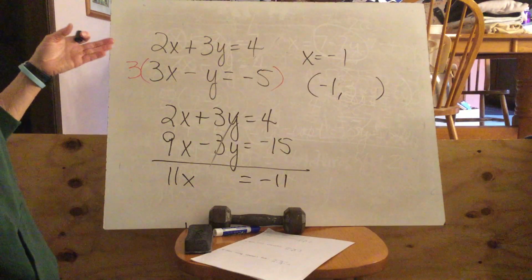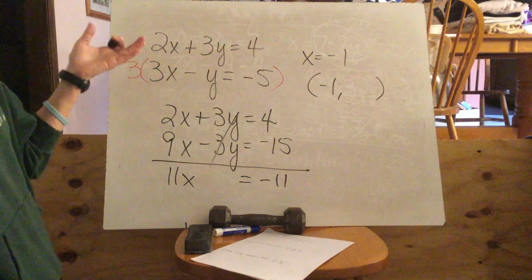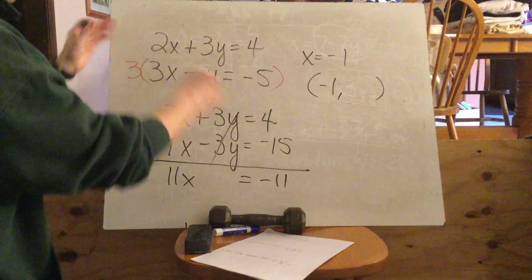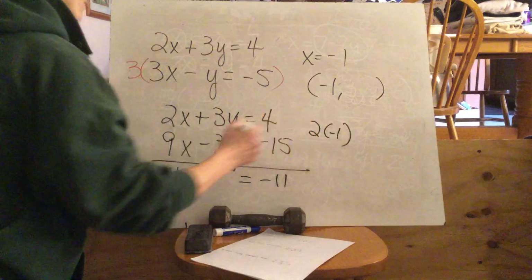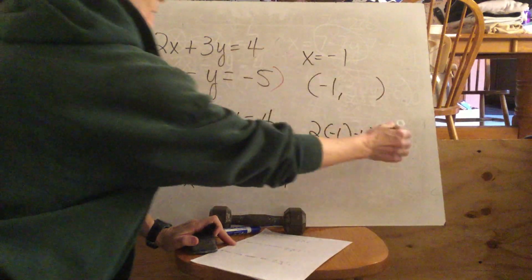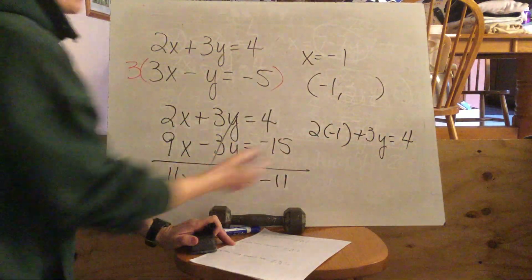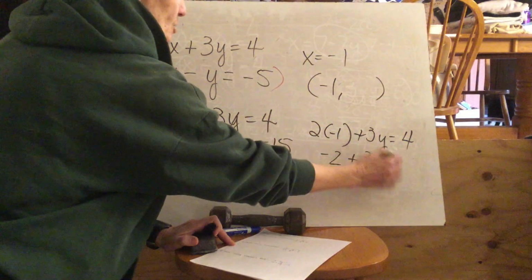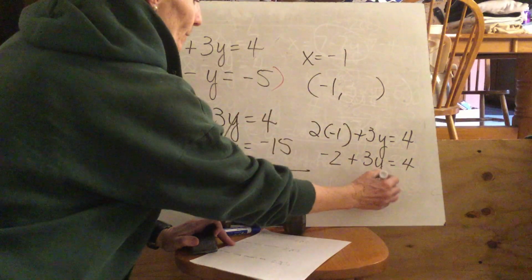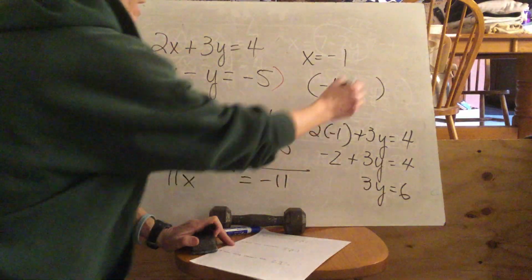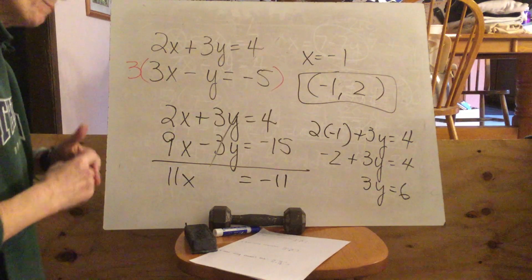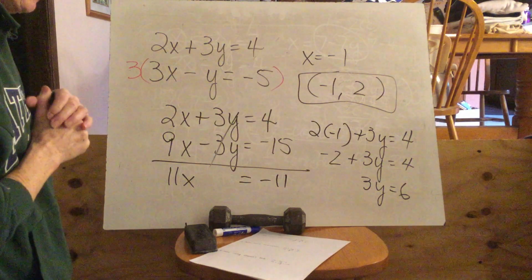So now I'm going to go back to one of the original equations. It doesn't matter which one. I'll just use the top one, and I'm going to plug in my x value. So 2 times negative 1 plus 3 times y equals 4. So negative 2 plus 3y equals 4. Adding the 2, 3y equals 6, and y equals 2. And there is the solution to that system of equations.